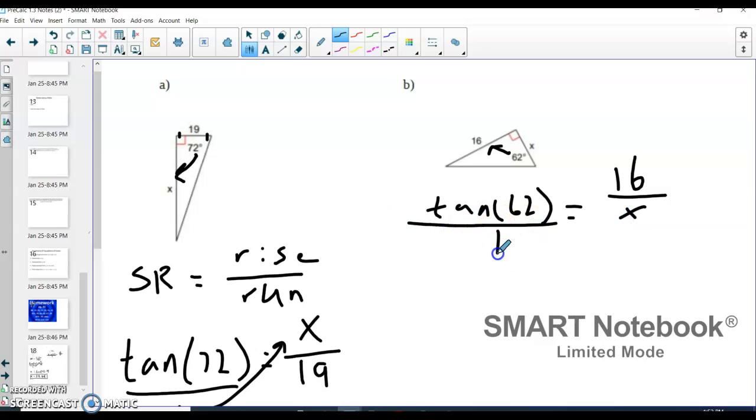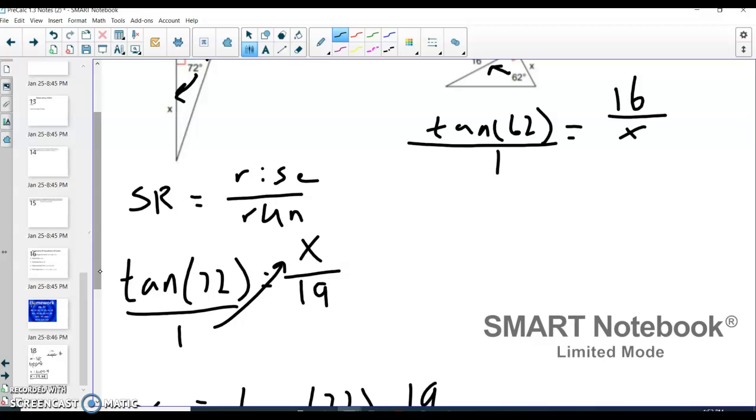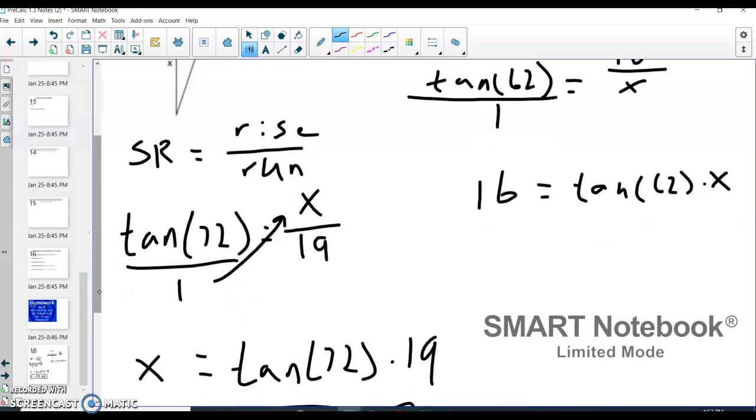I always put the tangent over 1 so I can cross multiply here. And I'm cross multiplying 1 times 16, which is 16. And then I have the tangent of 62 times x. Well, to get x by itself here, I need to divide both sides by the tangent of 62, because then it'll cancel out and I'll just be left with x. So I'm dividing both sides by the tangent of 62.